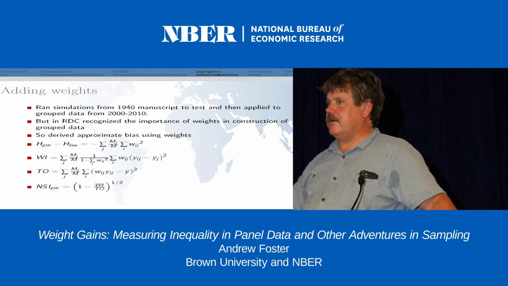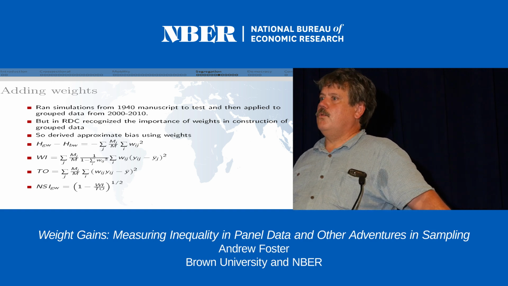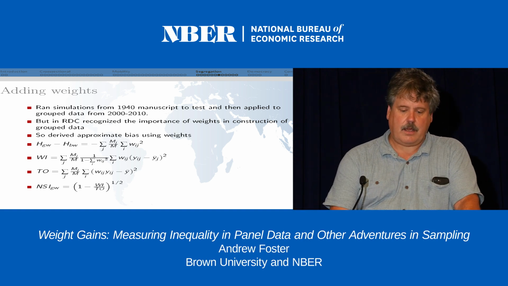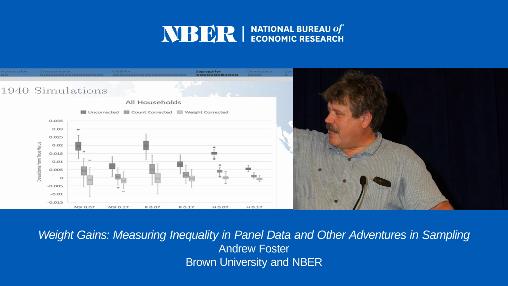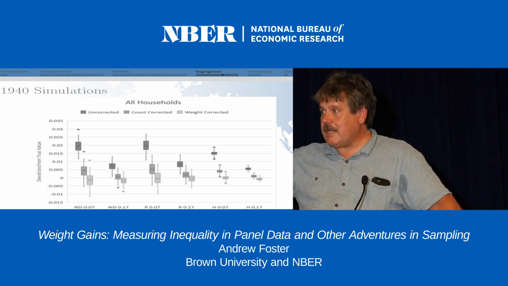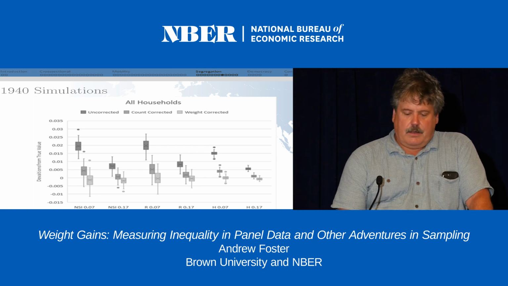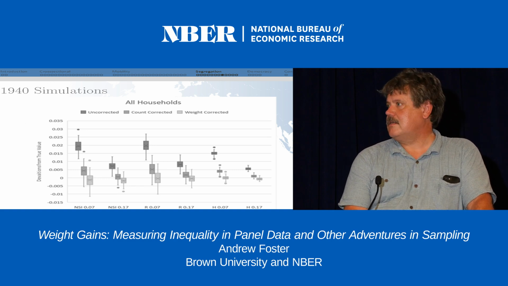So anyway, here's another case where thinking about the fact that the underlying data are weighted really mattered. Okay? We were able to show our bias correction on this data from 1940. The advantage of 1940 is we actually have data on everybody. Okay? Here's the estimate if you don't correct. Here's if you correct only for counts. And here's if you correct for weights. And if you correct for weights, you're unbiased.